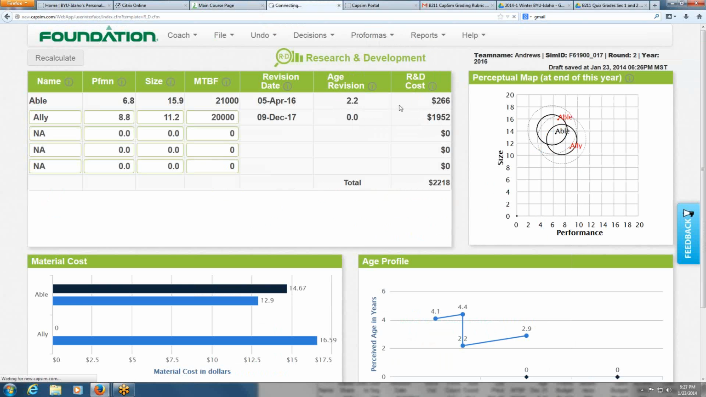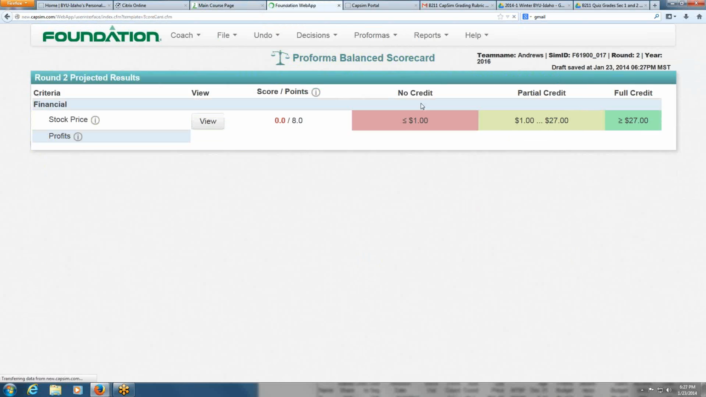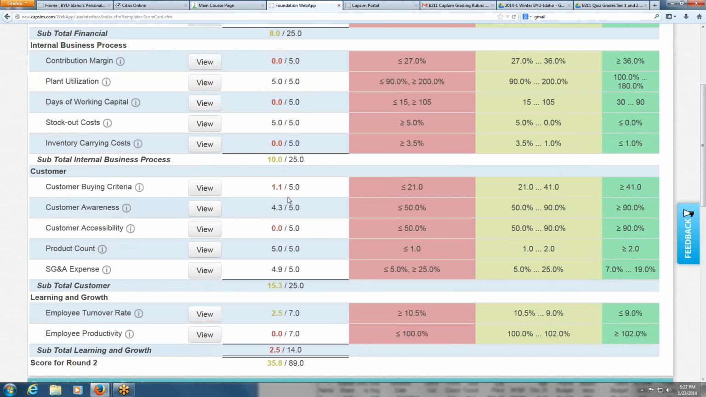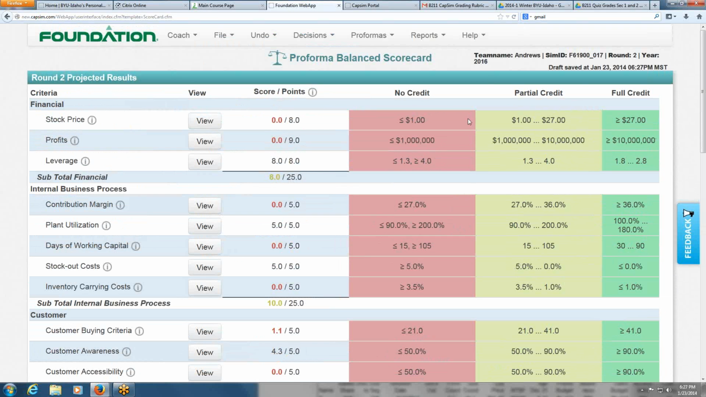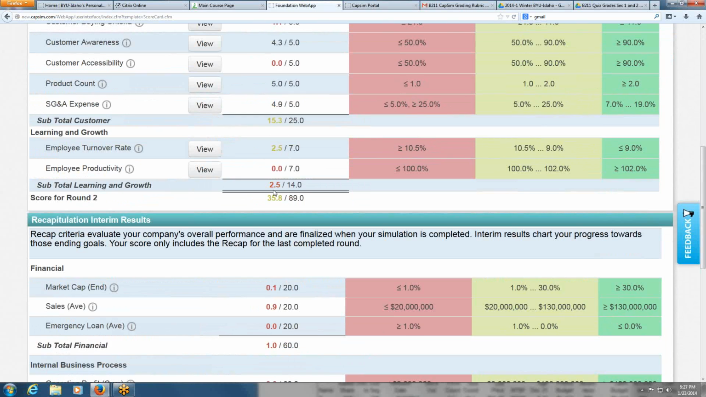So if you look at your balanced scorecard, this is what you're going to play with. You want to have the highest scorecard you can get, and this will pretty much tell you what you're going to get for the next round. It's usually a little higher than what you get if you're doing it pretty good.